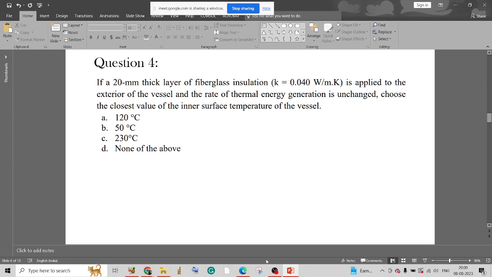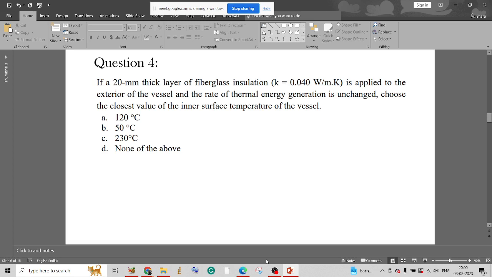But when insulation is added, the outer radius in contact with the ambient temperature is the insulation thickness plus the outer radius of the stainless steel pipe. So this will be considered when we take the convective resistance, right? That's why we have written here 1 upon 4 pi R3 square H. So this is the total resistance.